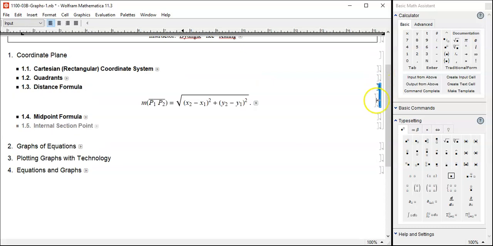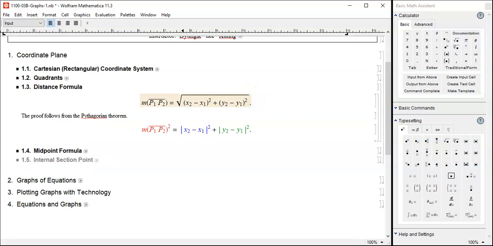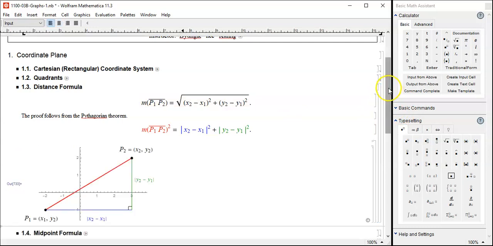Next concept, let's talk about the distance formula. And it's an important formula, so I want everybody to remember this, if not memorizing it. And it can be deduced from Pythagorean theorem.